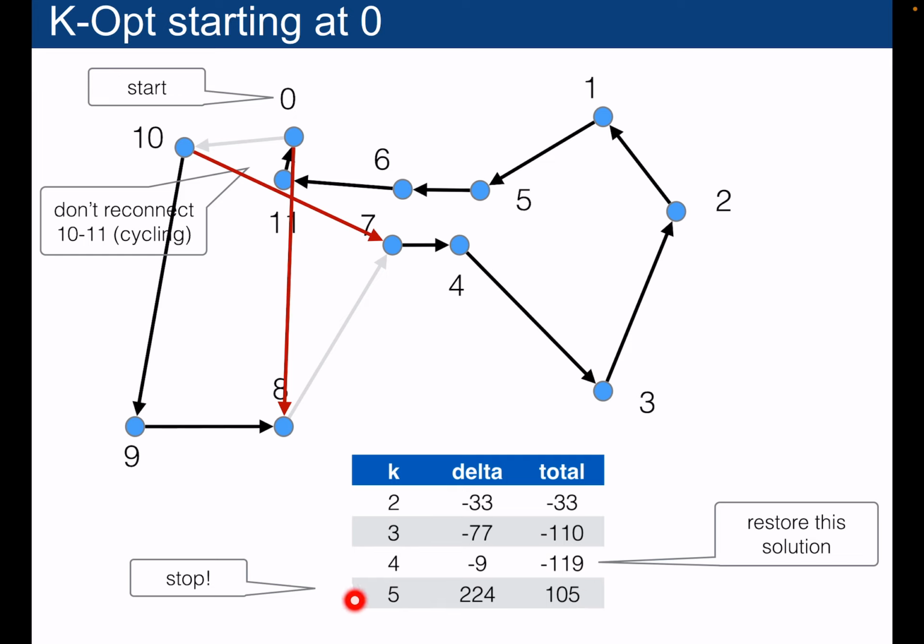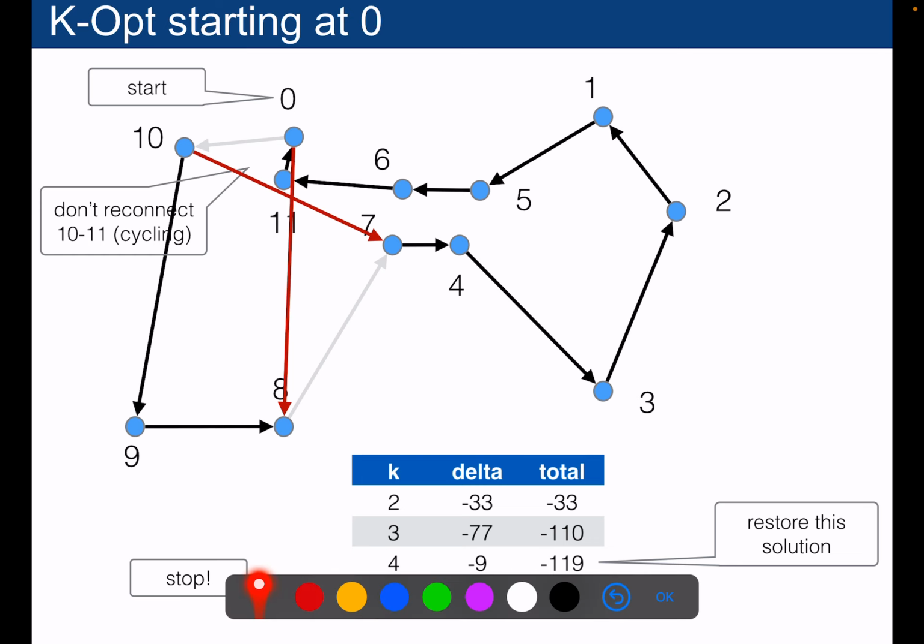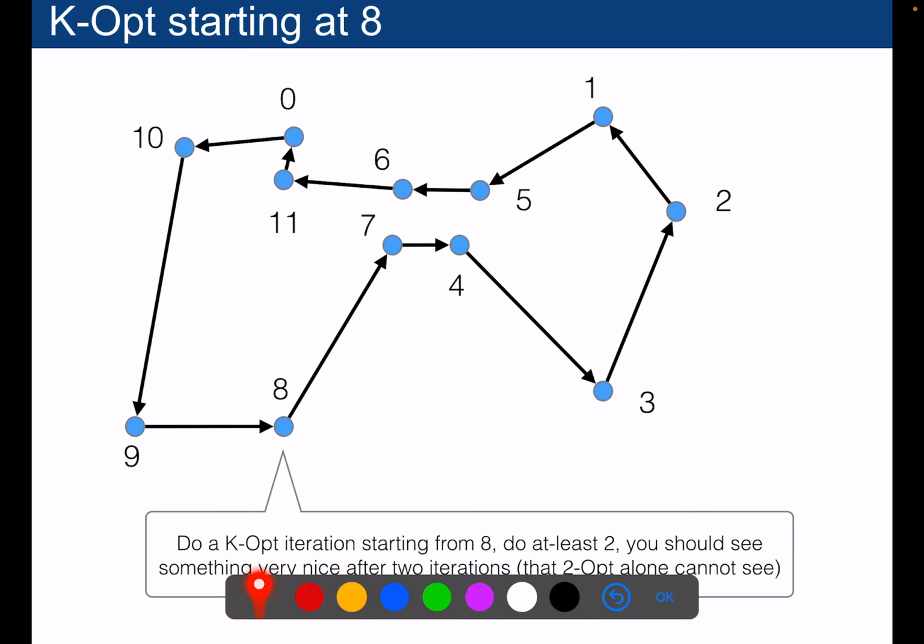So what we do here is that we look back retrospectively, and what was the best K? The best was to stop after the sequential 4-opt move, and that would lead to a gain of 119. So we come back to here and we apply that one, okay? And so this is what we obtain here.